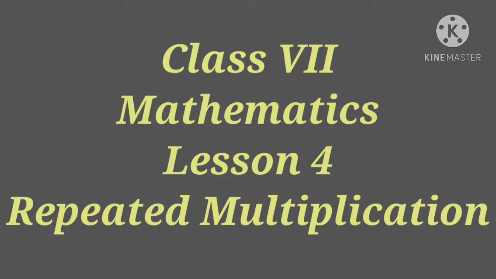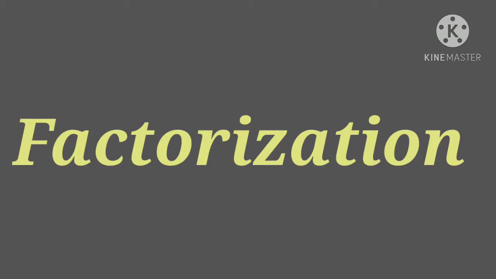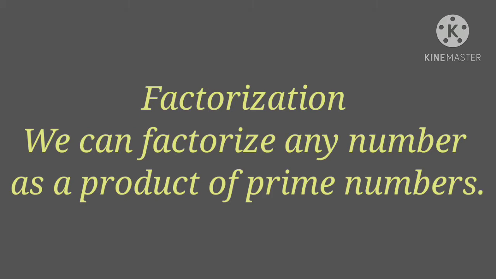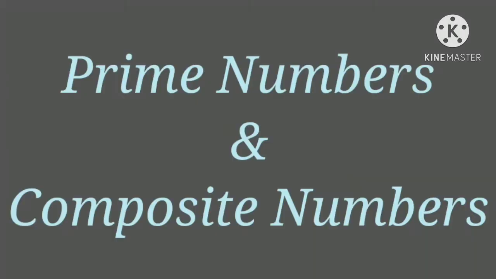Good morning, children. Let us continue with the chapter Repeated Multiplication. Our next topic is Factorization. We can factorize any number as a product of prime numbers. Before coming to an example, let us recall what is a prime number and a composite number.